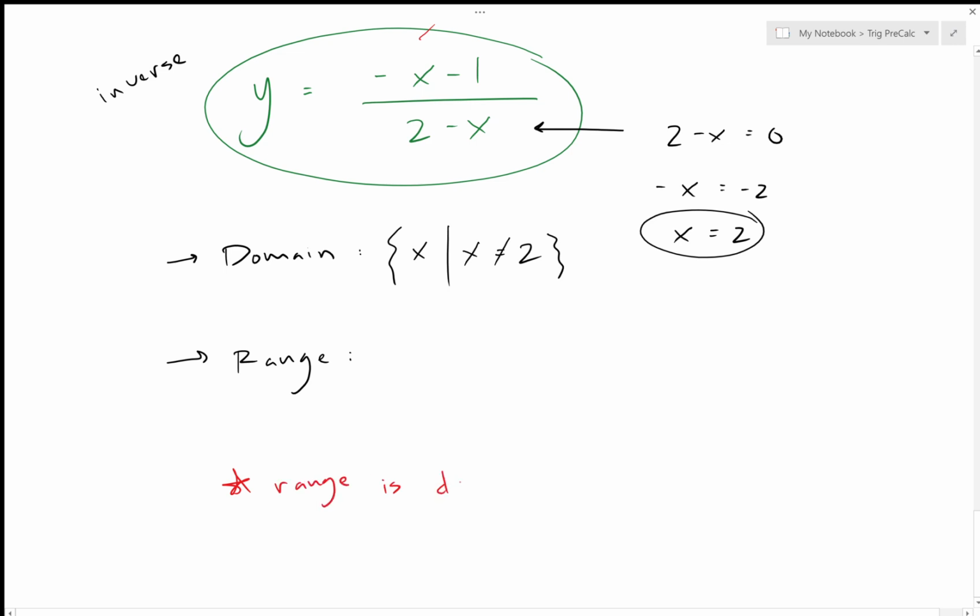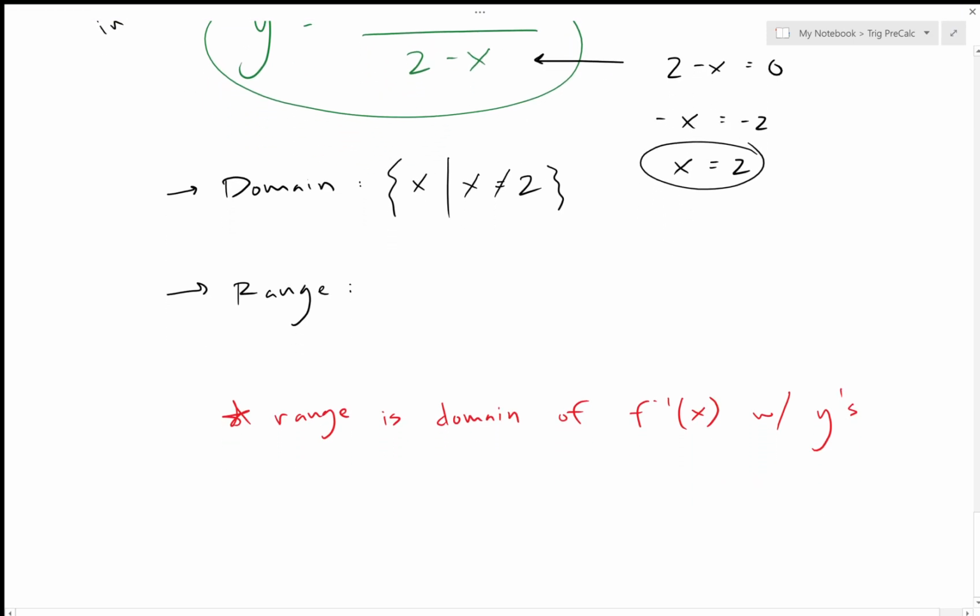Range is the same as domain. So the range is domain of f of -1 of x, just with the y values. Okay, so f of -1 of x, that just means inverse. So the range is going to be the same as the domain, but instead of x's, you're going to write y's. That's just the big difference there. Okay, so in this case, range is measuring the y values, and we still can't have anything equal to 2. Alright, so domain and range are going to be the same. Domain with the x's, range with the y's, and that's that.